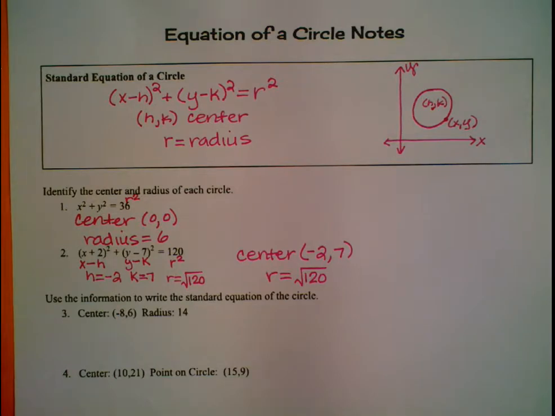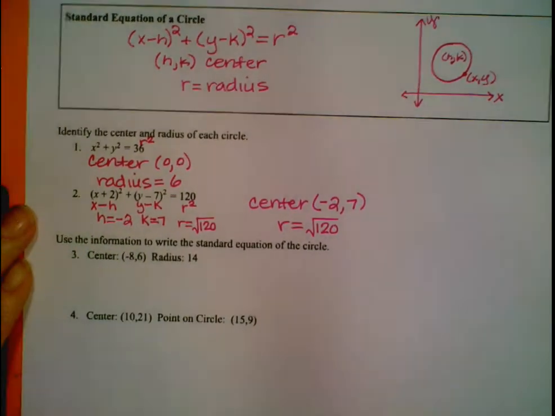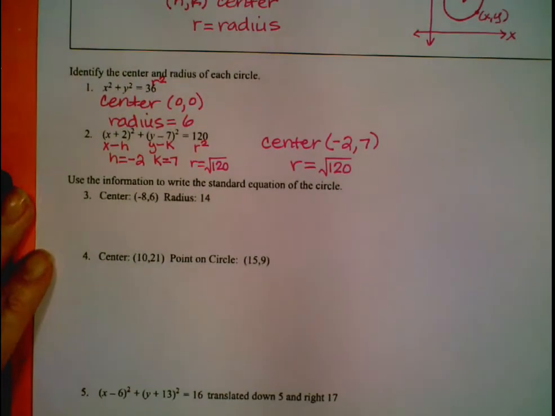So sometimes you'll be given the equation, as we were in numbers 1 and 2, and asked to identify the center and radius. Other times you'll be given some values related to the circle: the center, the radius, a point on the circle, maybe a diameter. You're going to be given something about this circle and asked to write its equation. So with that in mind, let's look at numbers 3 through 6.